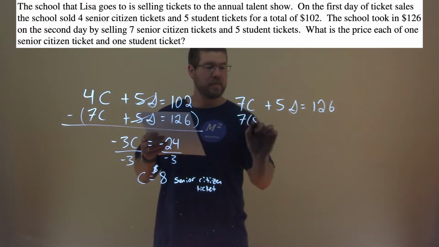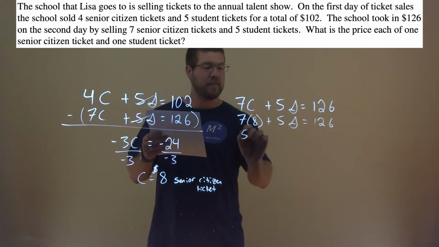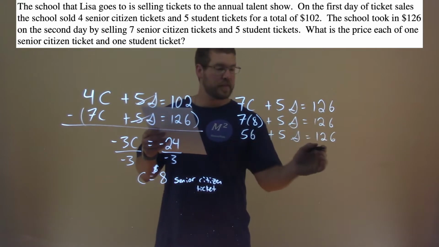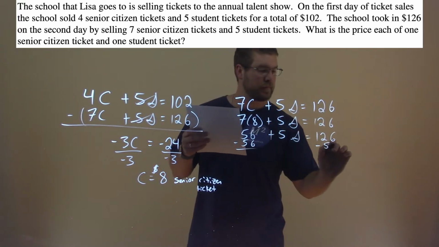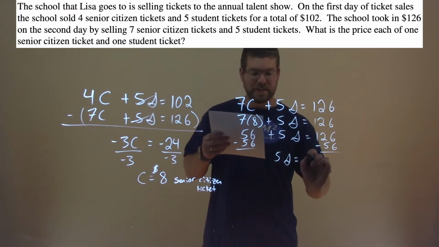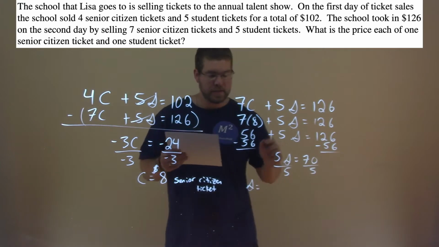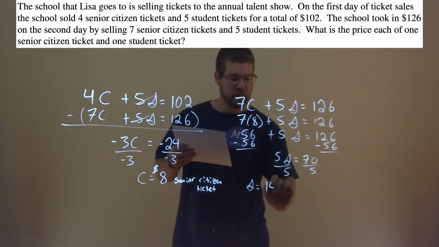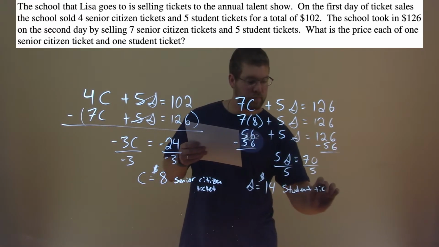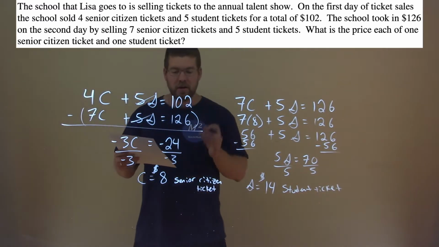So 7 times 8 plus 5s equals 126. 7 times 8 is 56 plus 5s, and I know my s's are weird. Subtract 56 from both sides, and we have 5s equals 126 minus 56, which is 70. Divide both sides by 5, and we have s by itself here, and 70 divided by 5 is 14. So $14 is the price of the student ticket. So there we have our answer. A student ticket costs $14 and the senior citizen ticket costs $8.